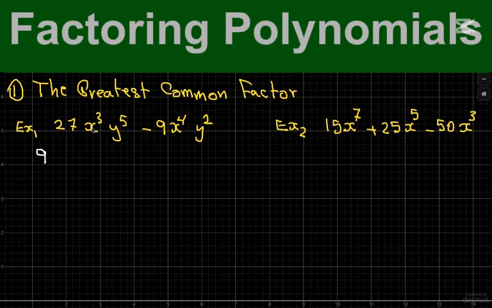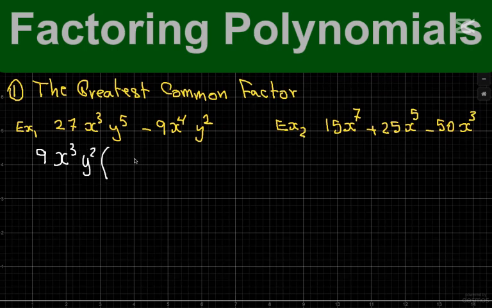Also with the variables, you look at the x cubed and the x to the 4. Always the variable with the least exponent, that is what comes out as the greatest common factor. And then you have y to the 5 and y squared. This is with the least exponent, so y squared is your greatest common factor. And now you open brackets.